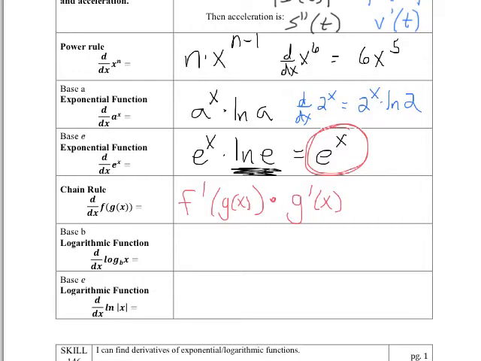The derivative of a log function, the derivative of log base b is going to be 1 over x times the natural log of our base. And if we apply that to the natural logarithm, what we get is 1 over x times the natural log of e, which is just 1 over x.